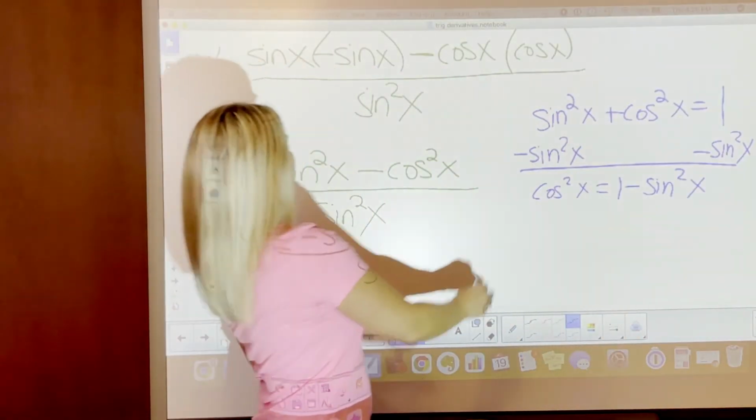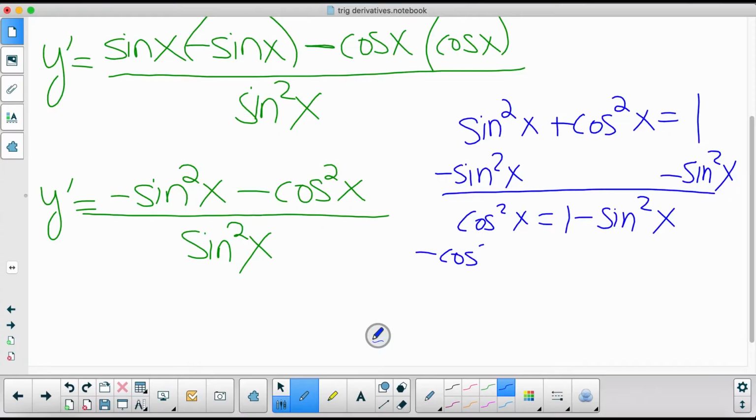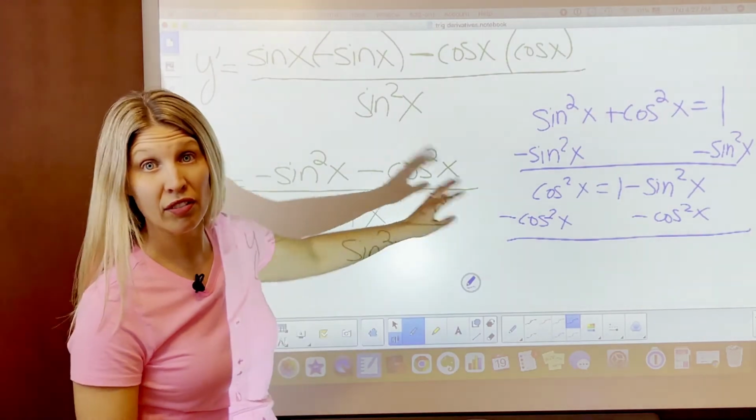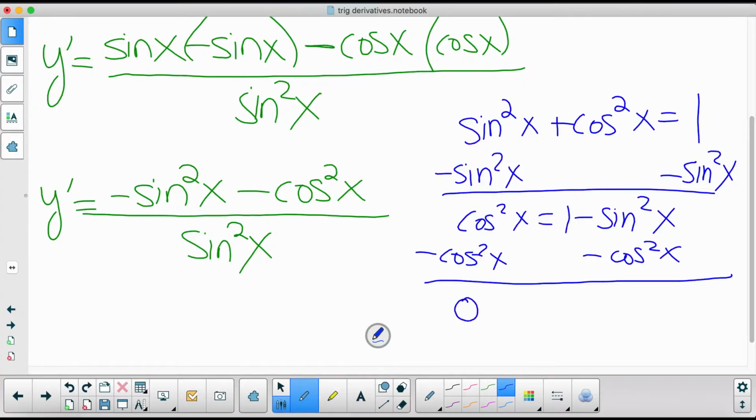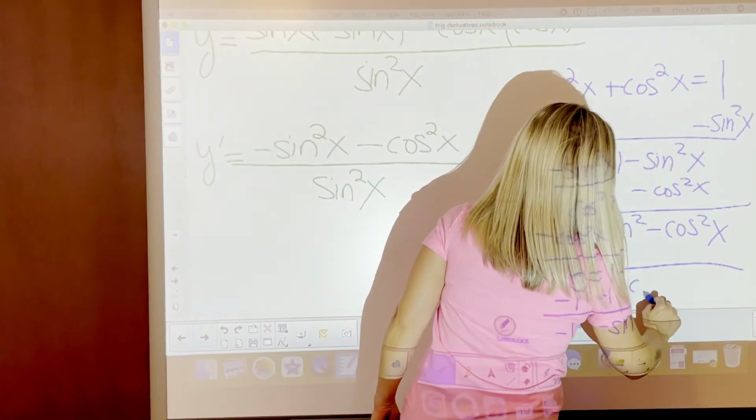Well, now I'm going to move cosine squared x because this one's minus as well. So now subtract cosine squared x. I'm taking a lot of steps to write this out. You don't have to do all this if you already know it. So now we have 0 equals 1 minus sine squared x minus cosine squared x. But I only want the sine squared x and the cosine squared x, so I'm going to subtract the 1 to the other side. So now you have negative 1 equals negative sine squared x minus cosine squared x.